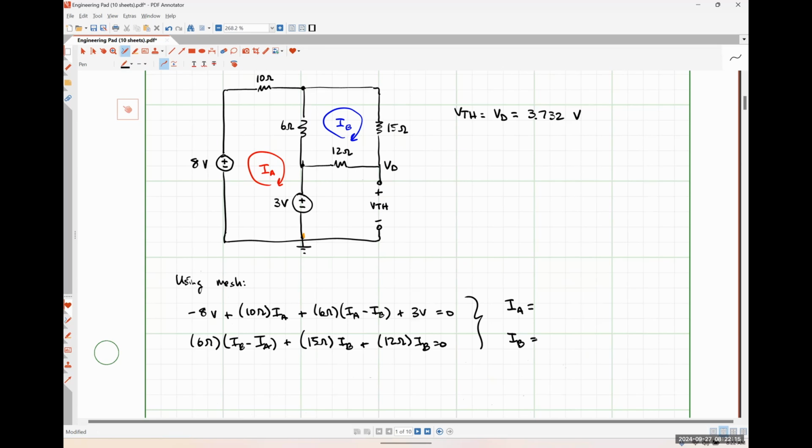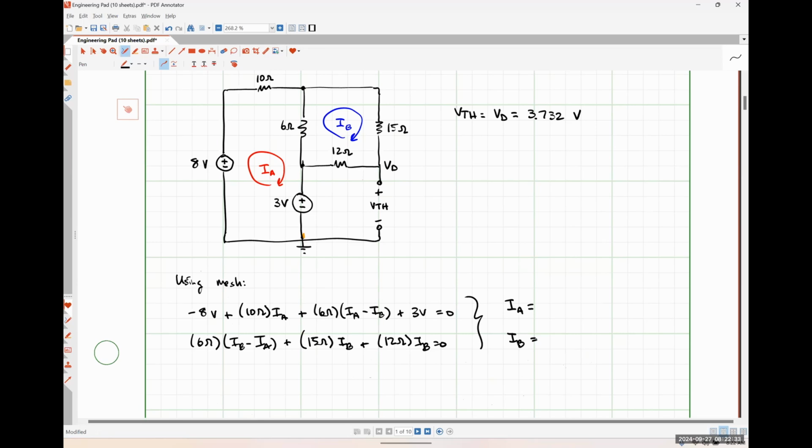So in my first equation, my coefficient for IA is 10 plus 6, so that's 16. I can just do that one in my head. My coefficient for IB is -6. And my constant term is going to be +8 minus 3, so that's 5 to me.